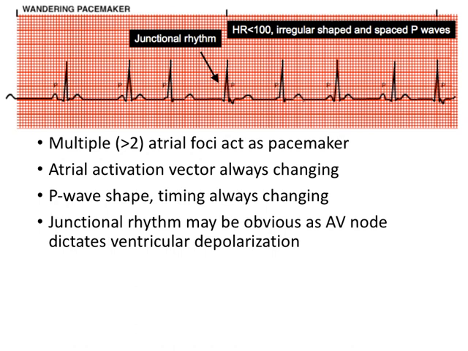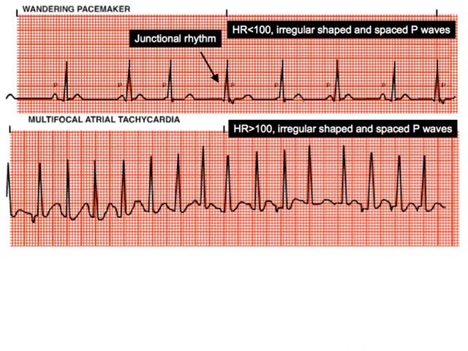Fibrillation is a much more disorganized, erratic, chaotic trace. And the defining feature is that there are no P waves in fibrillation, but we'll get to that. So wandering pacemaker, multifocal atrial rhythm, in contrast to multifocal atrial tachycardia, which is shown here. And the difference is the pace is over 100 beats per minute.